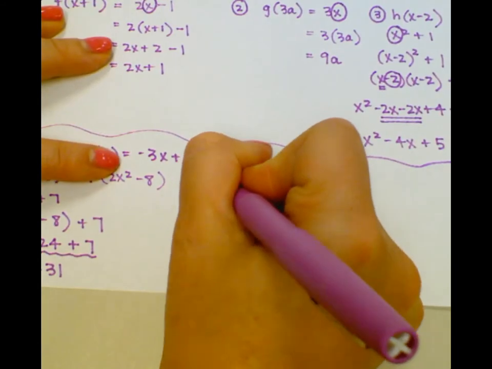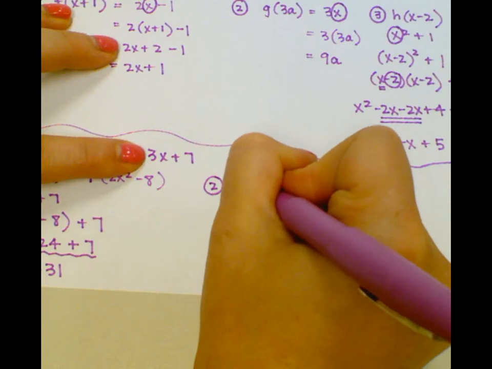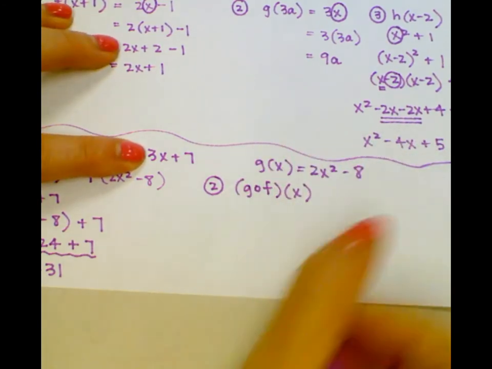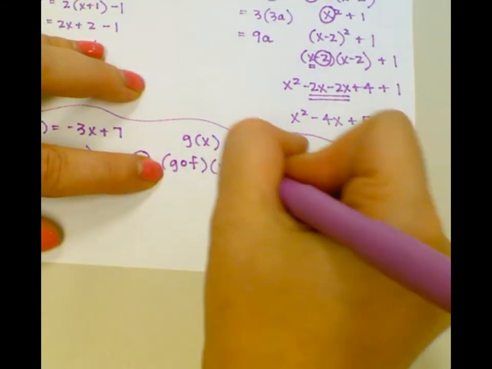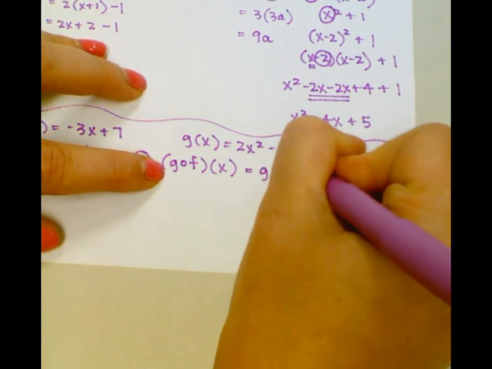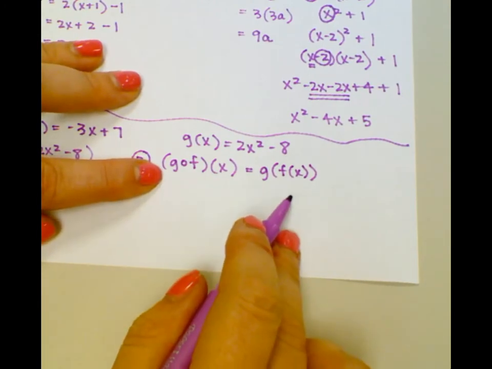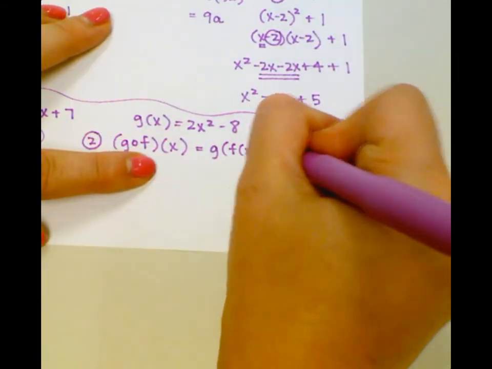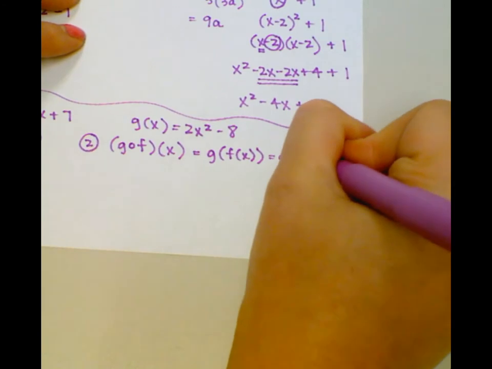Let's try another one. Let's do number 2. Number 2 is g of f of x. Now, I wrote it with a little circle. But remember, when we do the circle, all that means is it's the same thing as this. It's the same exact thing. So if you want it to look like the ones above, replace that f of x. So you have g, and then f of x is negative 3x plus 7.